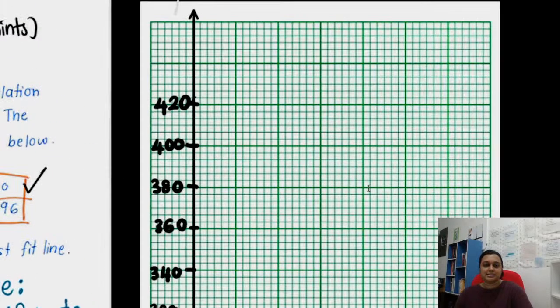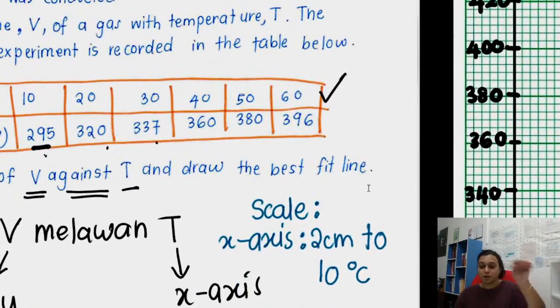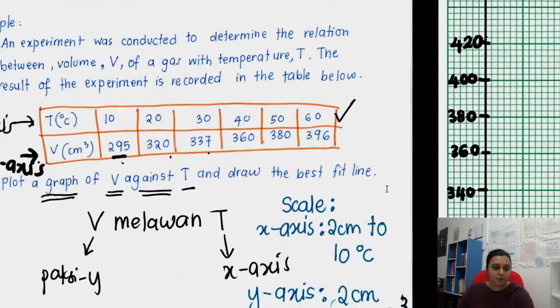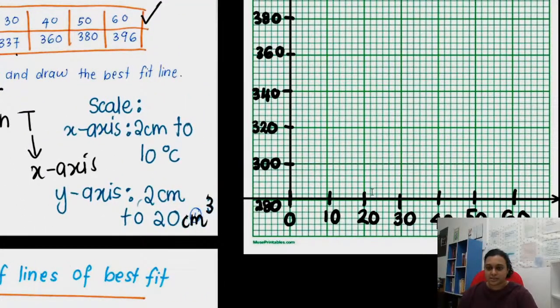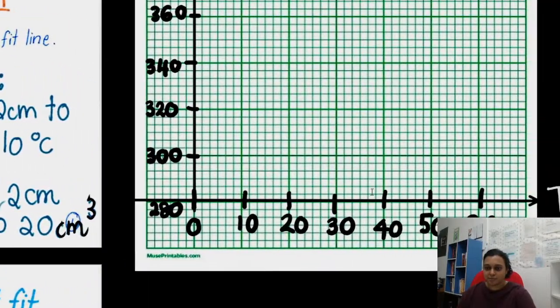Okay. Now let's draw the graph. Okay. We put all the points now. Kita akan buat points. Okay. The first point is 10 and 295. Okay. You guys can find together also in your graph paper. 10 and 295. Okay. 10, 295. So 282, 84, 86. Okay. That means this one is going to be 280.